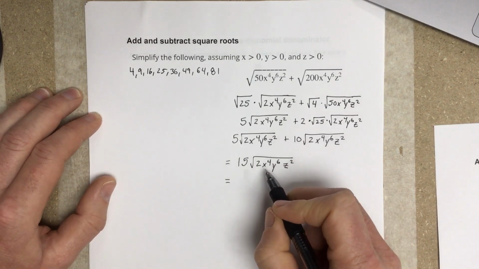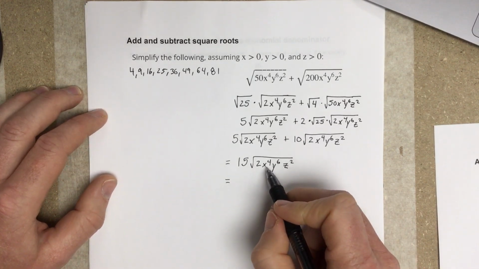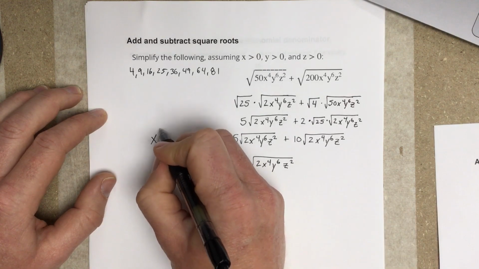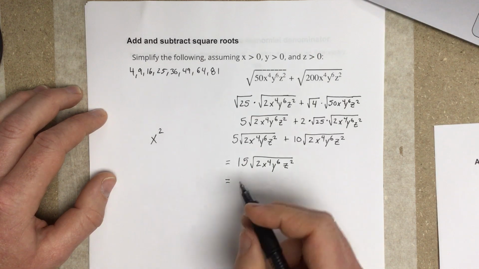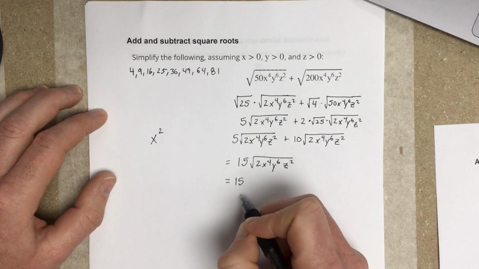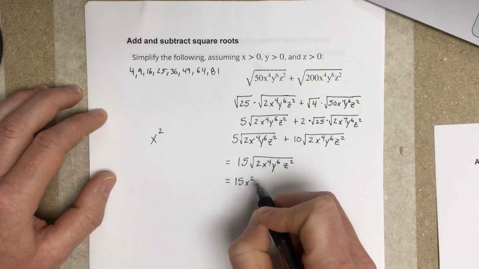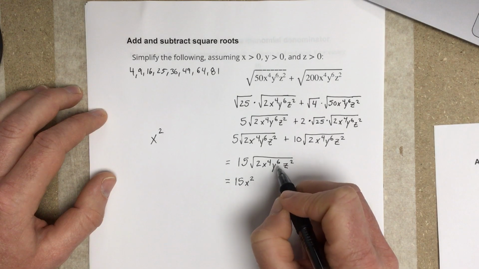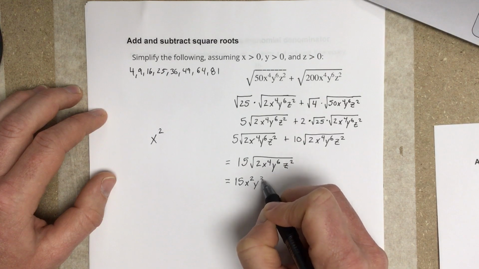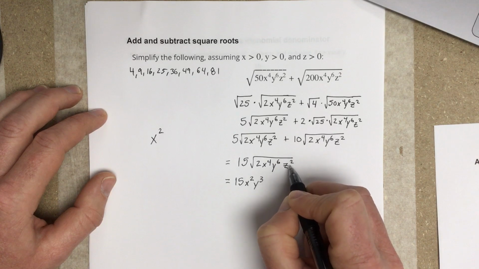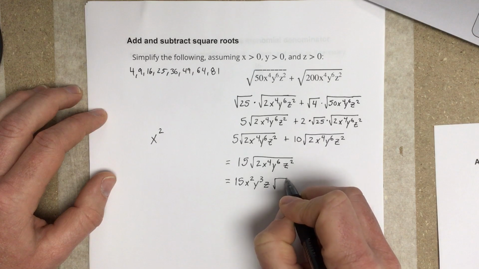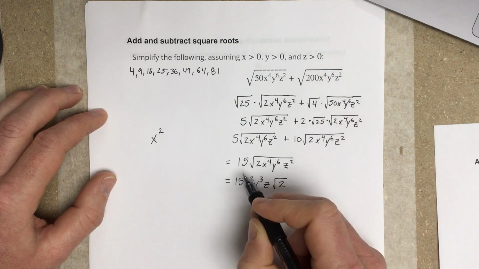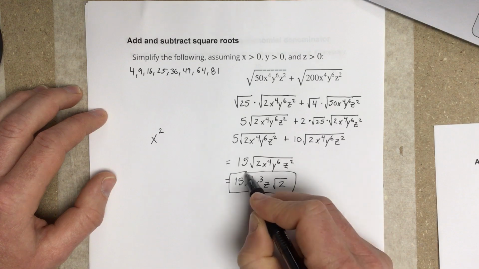And then I can simplify the variables. So x to the fourth, we know that x squared is a perfect square. And we can take 4 divided by 2 to figure out what's on the outside. 4 divided by 2 would be 2, so I end up with 15x squared. We can take y to the sixth, divide it by 2, and that'd be y cubed on the outside. And then z squared, if I take the square root of that, I just get z on the outside. So the only thing left on the inside is root 2. And that's how you add and subtract square roots.